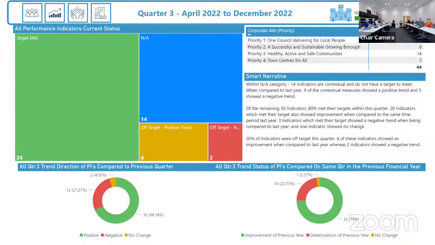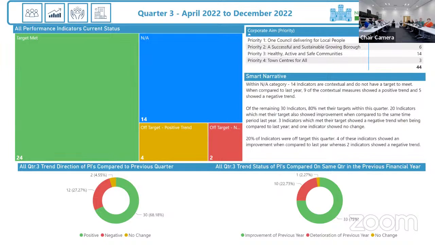Target and haven't shown improvement. So obviously there's some focus there. And then we've got 14, which we've called not applicable because they're contextual measures. So they're in the council plan. We want to know what's going on in performance, but it's not something we can directly influence. So we haven't set a target, but as a council, we want to know what's going on.